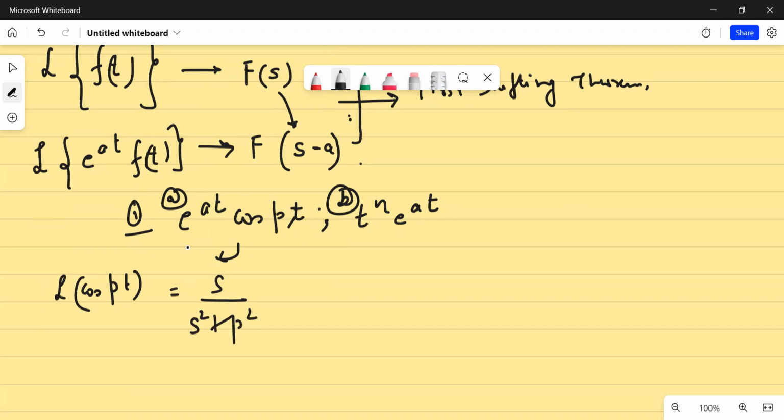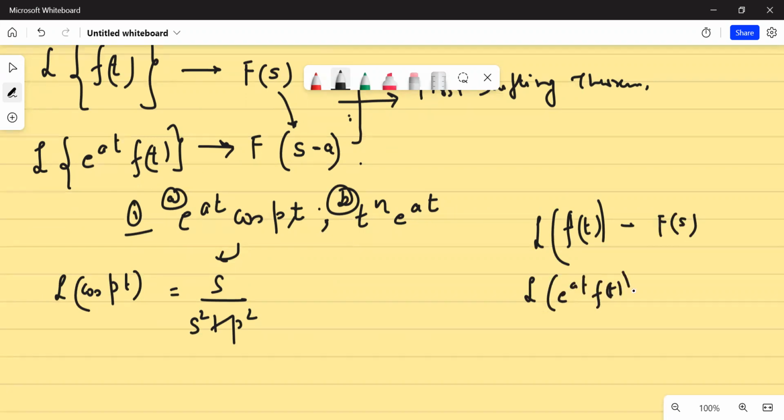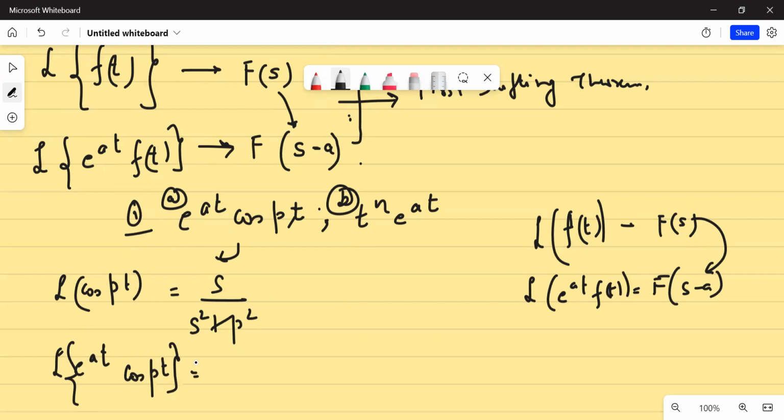And if you multiply this with e to the power at, I've told you, if your function's Laplace transform of f(t) is capital F(s), then the Laplace transform of e to the power at f(t) is written as, instead of s, you write s minus a. So the Laplace transform of e to the power at cos pt is simply s minus a whole square, and then you have p square.